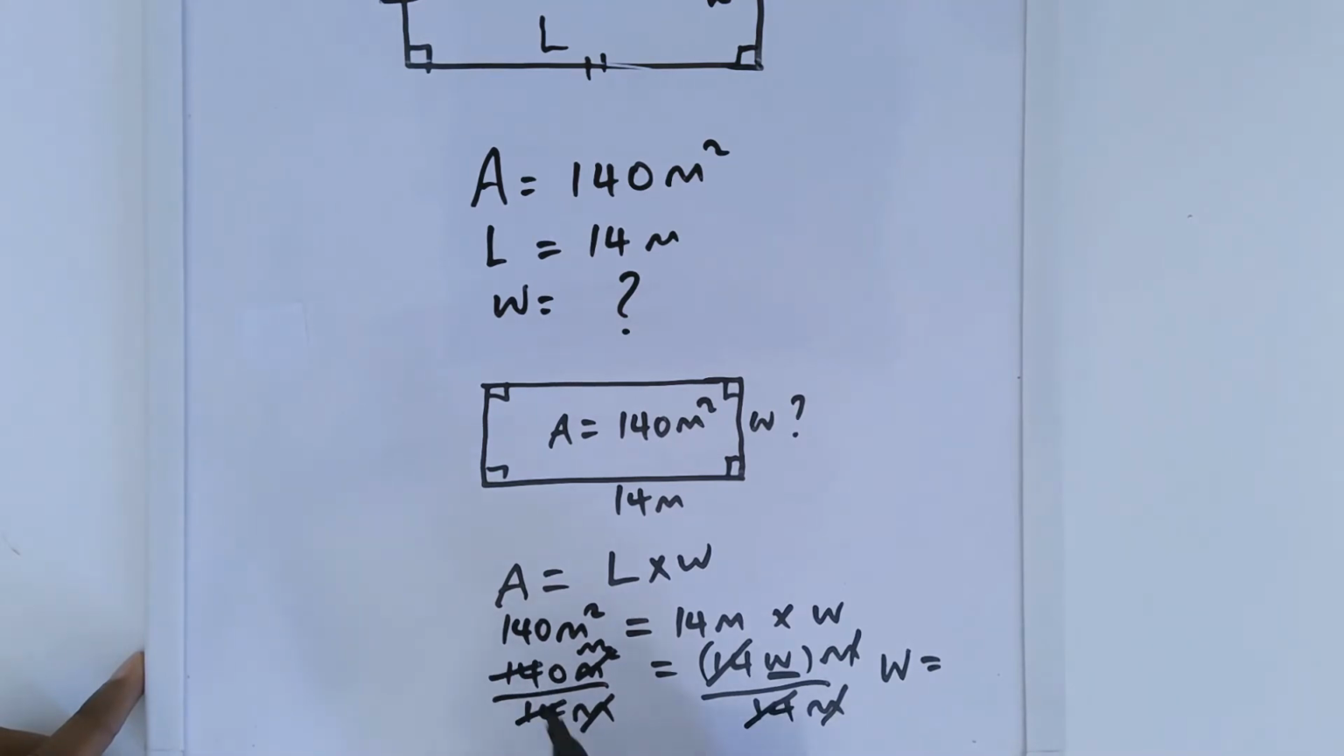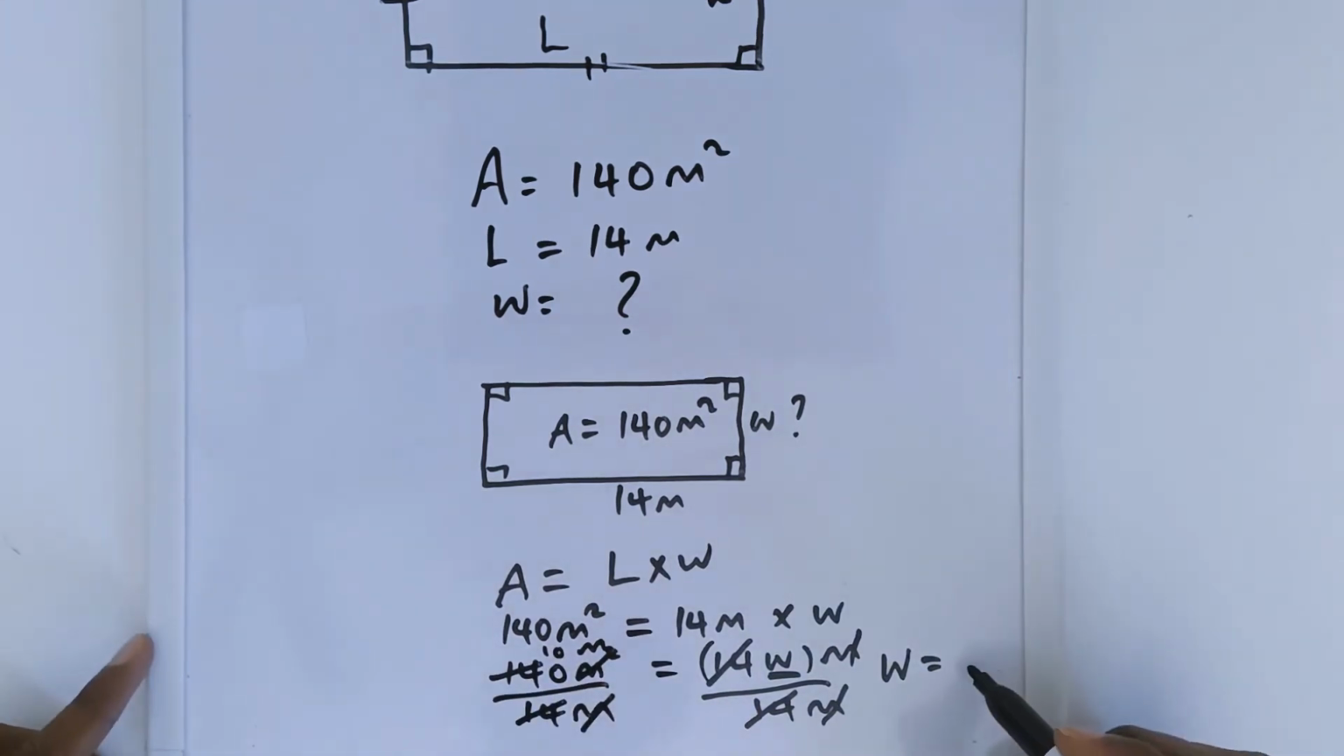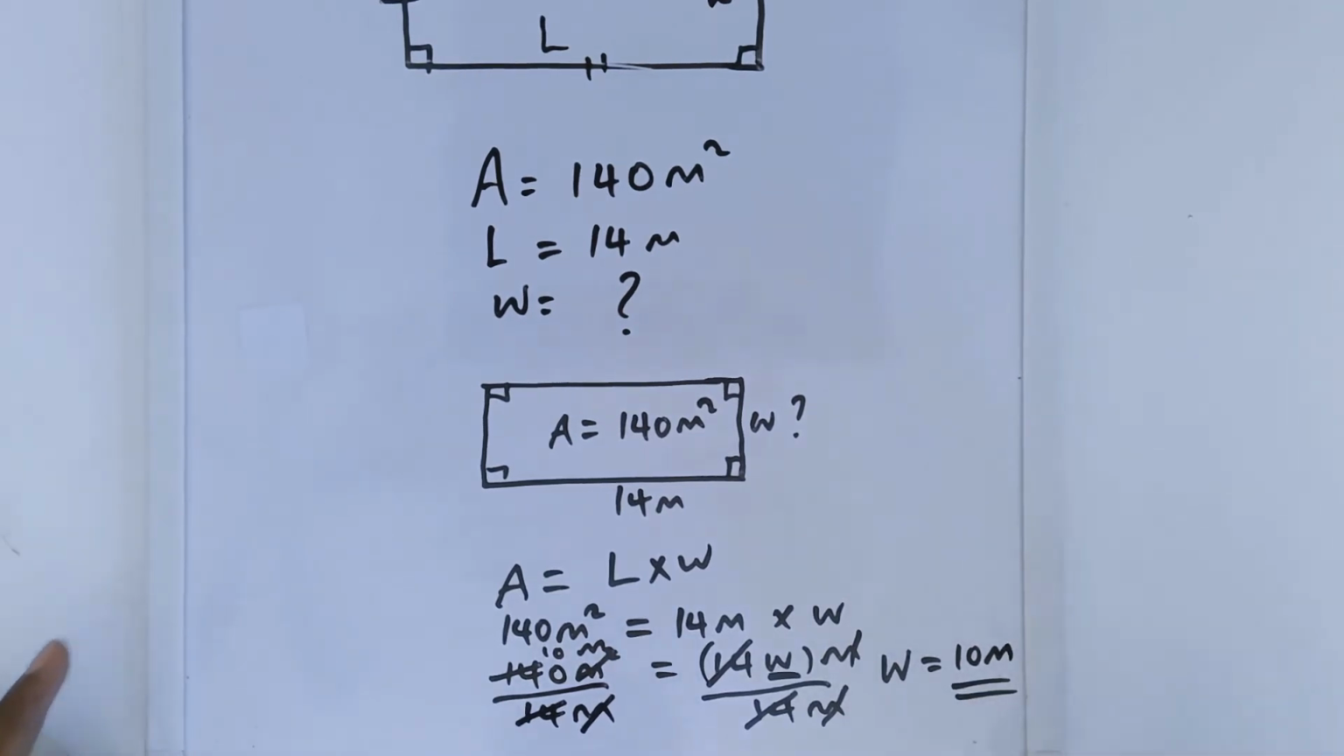140 divided by 14, that is 10. So in this case, W is 10 meter. That's another possibility, that you are given the area of the rectangle, the length is also given, and you are asked to find the width of the rectangle. Or it could be that you are given the area, you're given the width, and you're asked to find the length, which in that case you would use exactly the same formula that we have used in this example here.